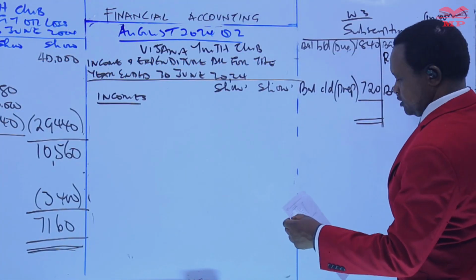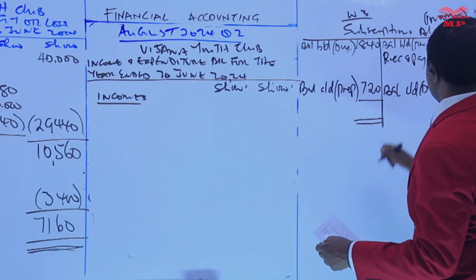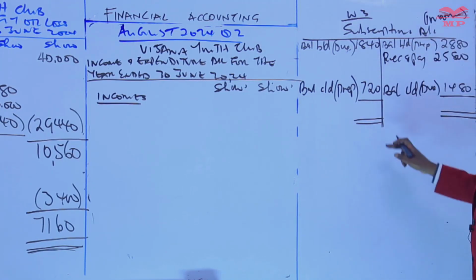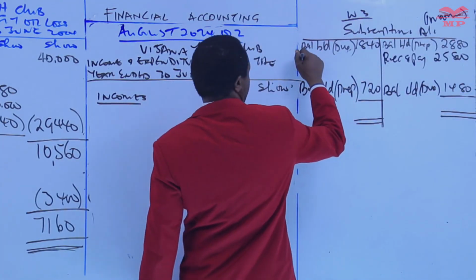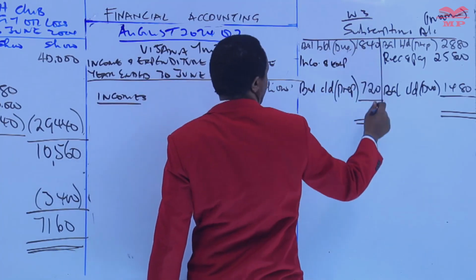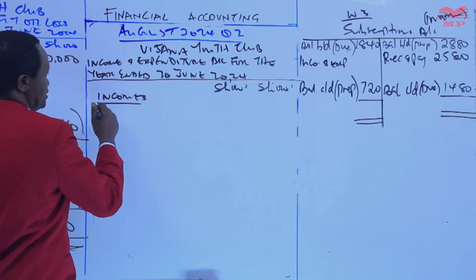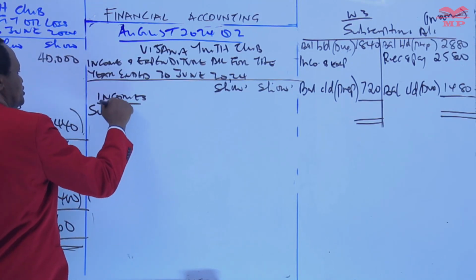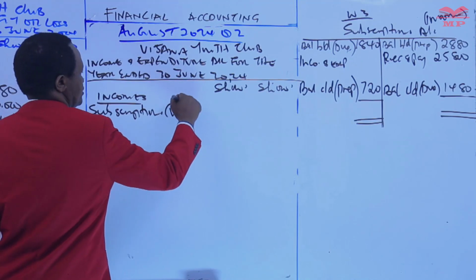payments of 25,800. So the balancing figure will be what we take to the income and expenditure account, the balancing figure. How much is it? This is subscriptions, working 3.